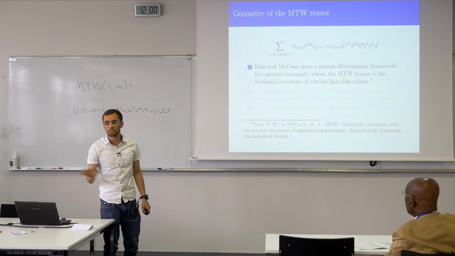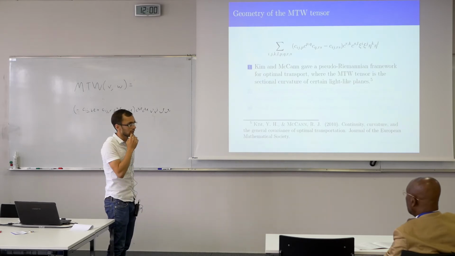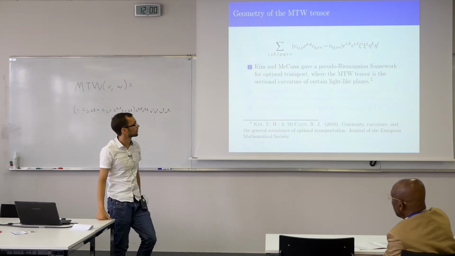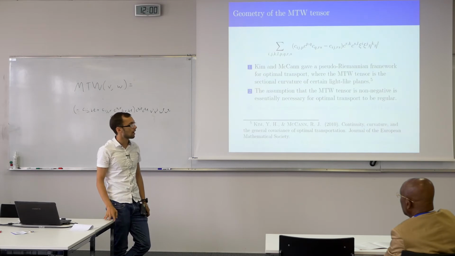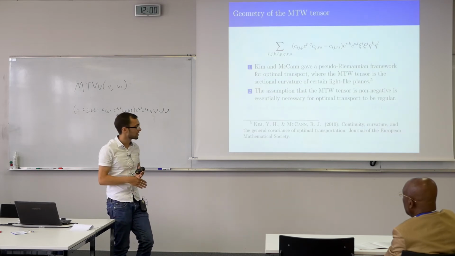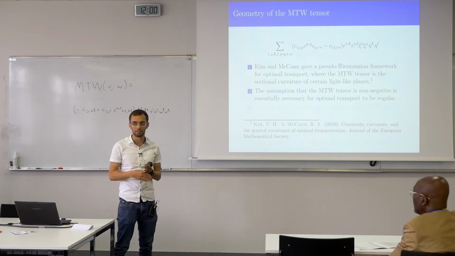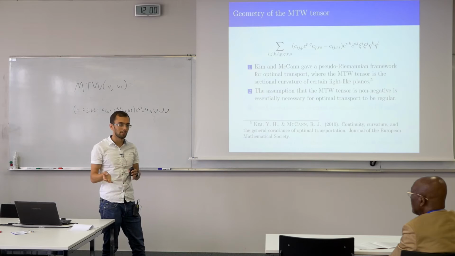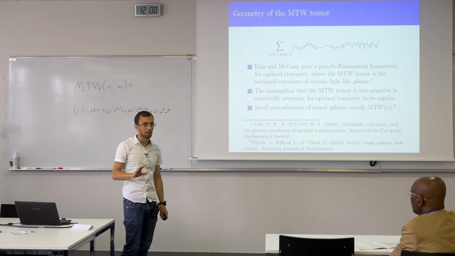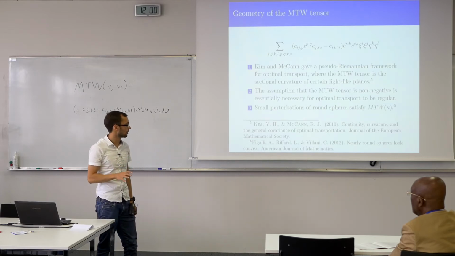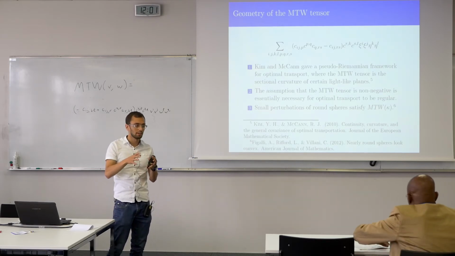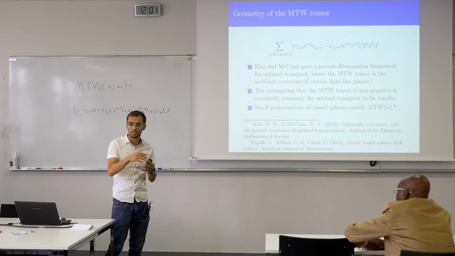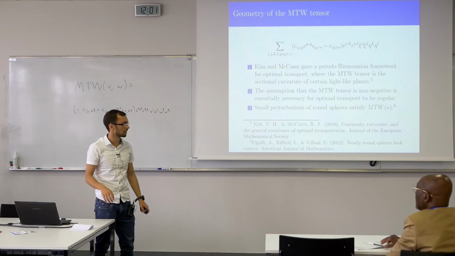Okay, as mentioned in the previous talk, and I won't go over this, Kim and McCann introduced a pseudo-Riemannian geometry for optimal transport and understand the MTW tensor really well. MTW non-negativity is in some sense necessary for regularity of optimal transport, in that if it fails, you can find smooth measures where the regularity fails. And finally, I'll mention a very deep theorem of Figalli, Rifford, and Villani, which is that if you take a round sphere and slightly perturb it, then the two Wasserstein cost still satisfies MTW, which is a very difficult theorem.